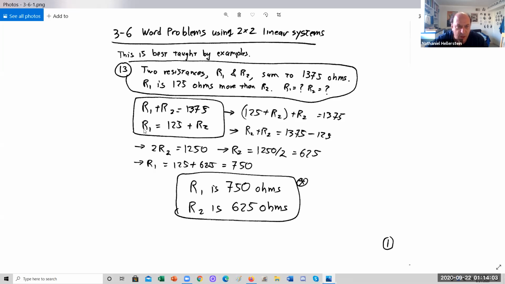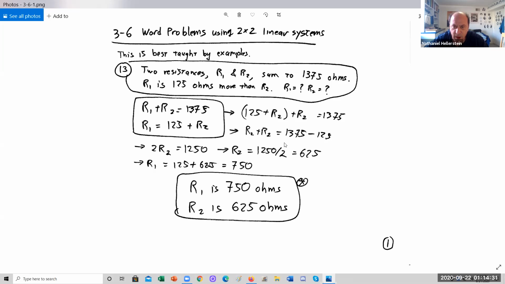It's easy enough to solve because R1 is here in terms of R2. So we just substitute in here. Where we have this R1, we'll replace it with 125 plus R2. So you get 125 plus R2 equals 1375. Transpose the 125, subtracting from both sides, and you get R2 plus R2 equals 1375 minus 125.